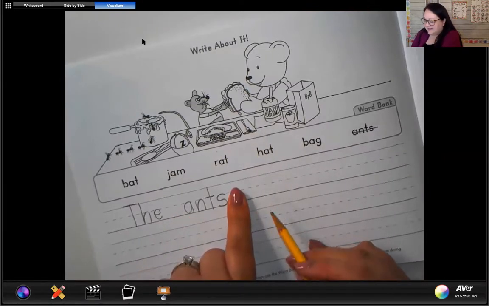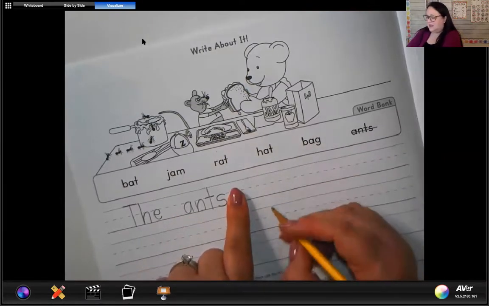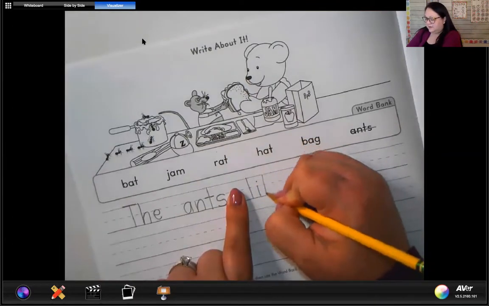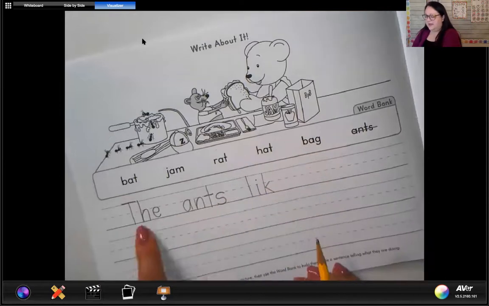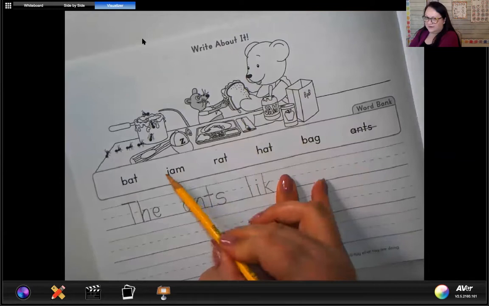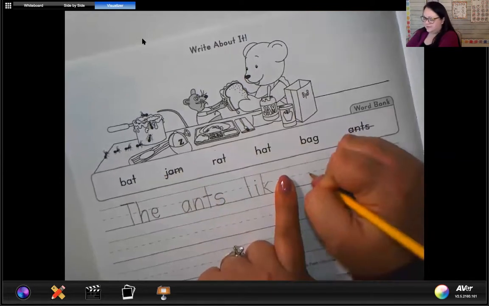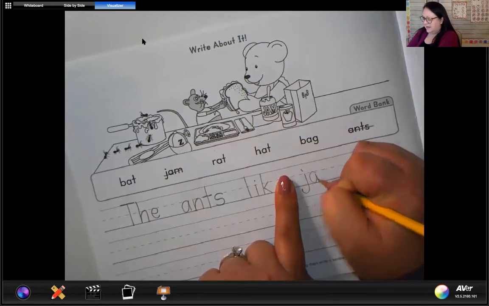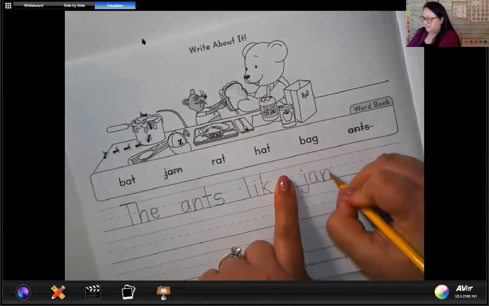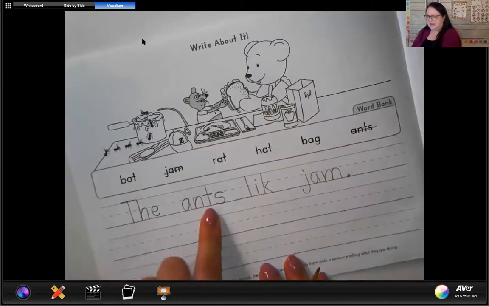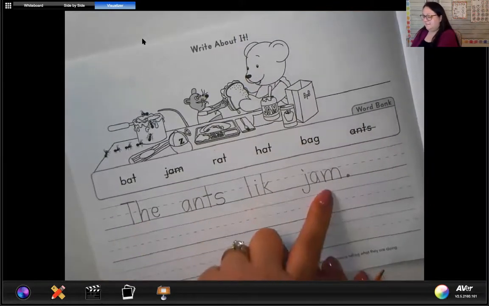And I'm going to say like. Ooh, the ants like, let's see, what other word could we use? Oh, I know, ants like jam. There's the word jam. So J-A-M. Period at the end of the sentence. The ants like jam.